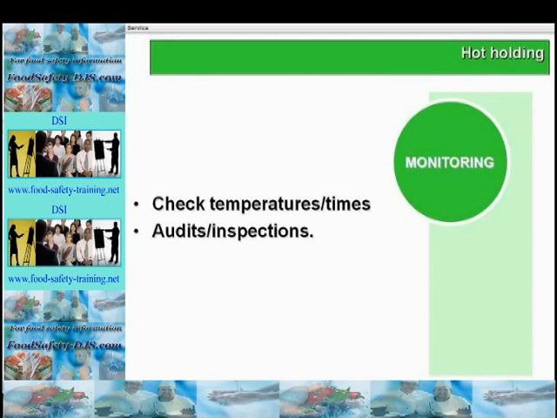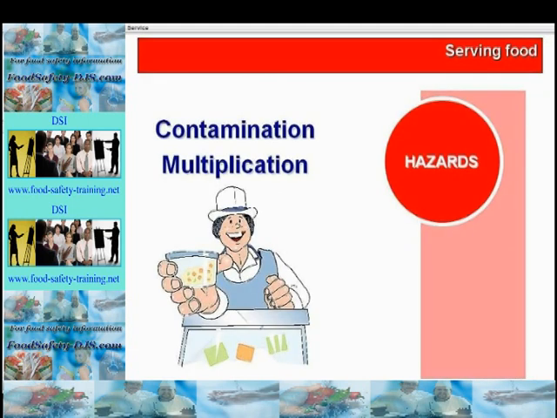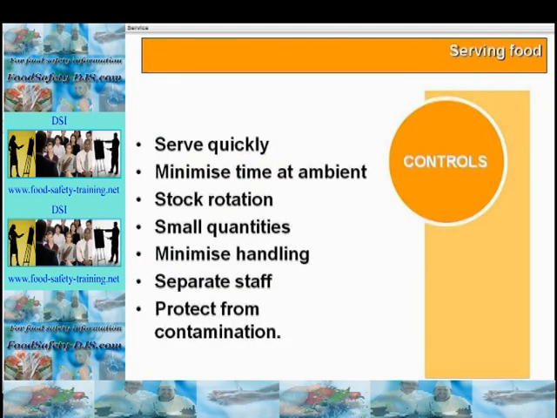Monitoring really the same as reheating. Check temperatures and times, and regular audits and inspections. The hazards with serving food are contamination and multiplication. Sources of hazards include food handlers, equipment, pests, customers, structure, environment and raw food. Again, good hygiene practices is a prerequisite.